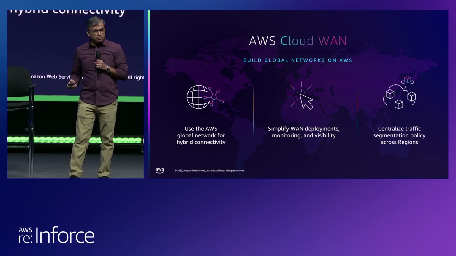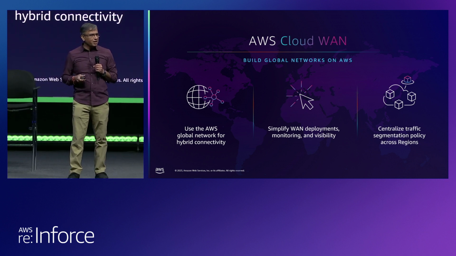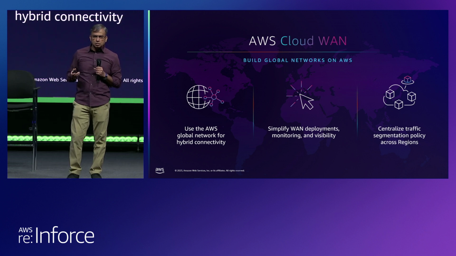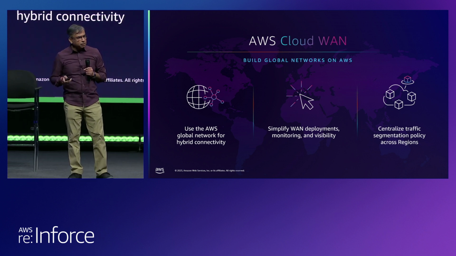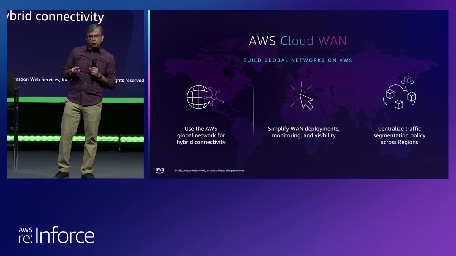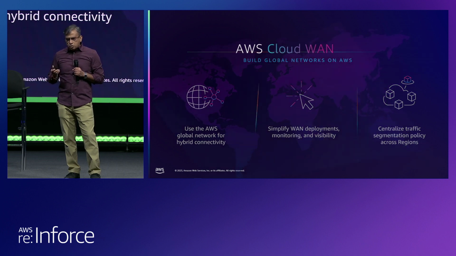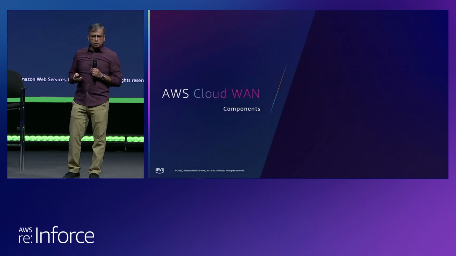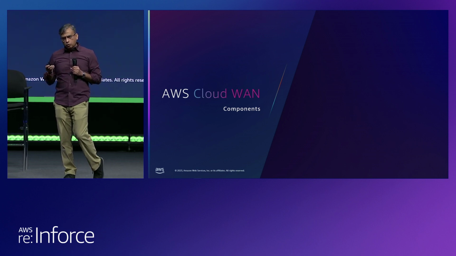It also provides a simple network policy that you can use to centrally configure, manage, and automate network management and security tasks, and get a unified view of your global network, a single point of view for your global network. So with that brief summary, let's take a look at a few of the key components of AWS Cloud WAN. The first thing you need to do is define a global network.